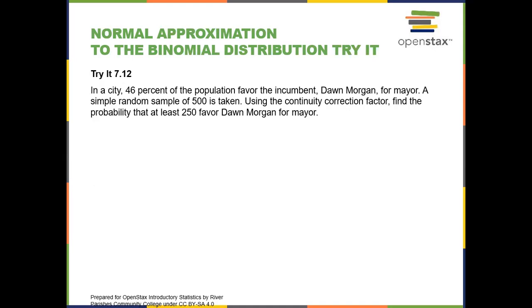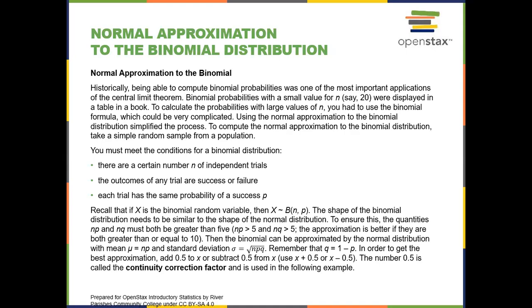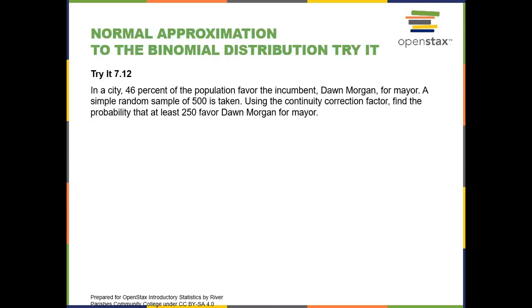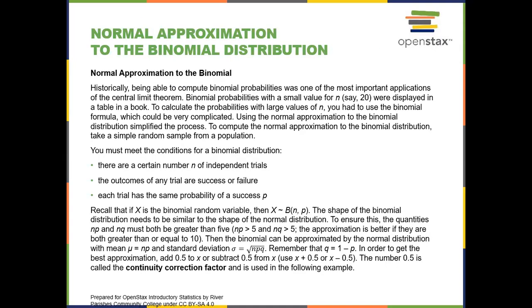Okay. This is the normal approximation to binomial. Let's see how they do it. What do they say? Historically, being able to compute binomial probabilities was one of the most important applications of the central limit theorem. Binomial probabilities with a small value of n, say 20, were displayed in a table or book. To calculate the probabilities with large values of n, you had to use the binomial formula, which could be very complicated. Using the normal approximation to the binomial distribution simplified the process.